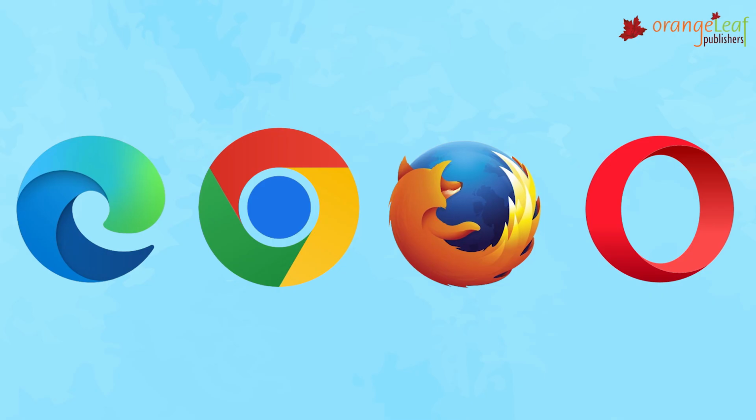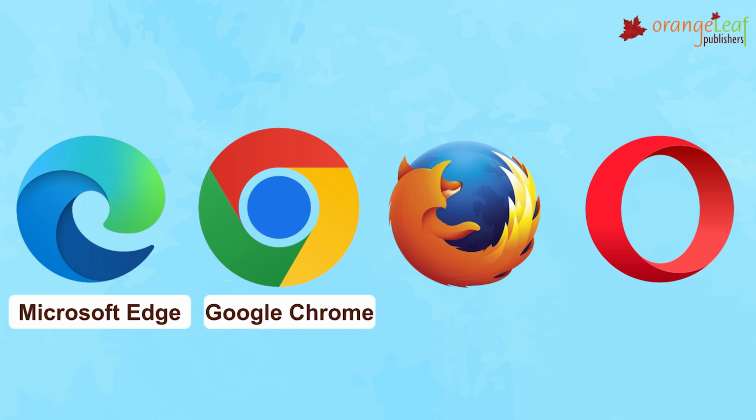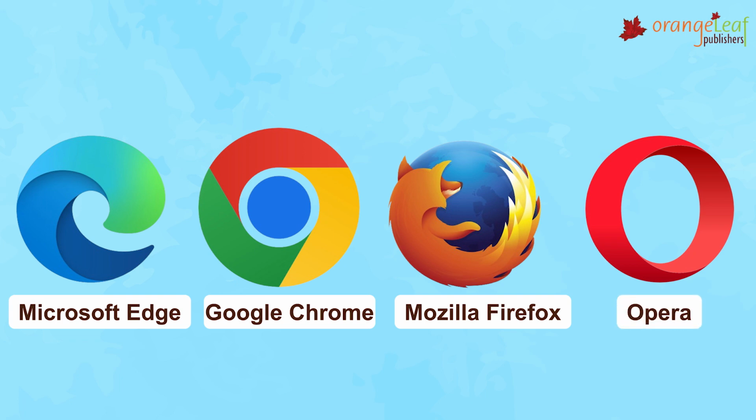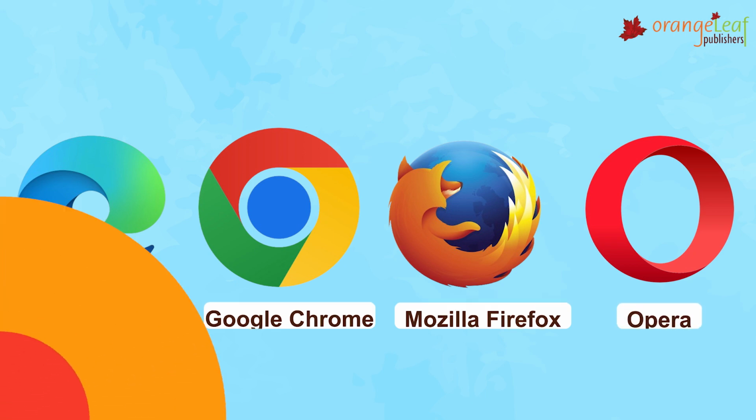Have you seen these logos, children? What is this? Microsoft Edge. Correct. What is this? Google Chrome. Excellent. And this? Mozilla Firefox. Right. And the red color? Opera. So these are the examples of web browsers.